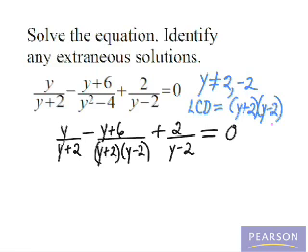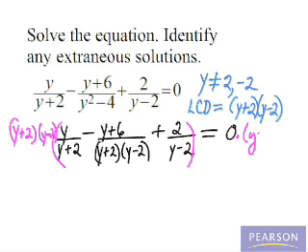We're going to multiply both sides of the equation by the least common denominator. So we're going to multiply this part of the equation by y plus 2 times y minus 2, and this by y plus 2 times y minus 2. We now distribute the y plus 2, y minus 2, and then divide out the common factors.